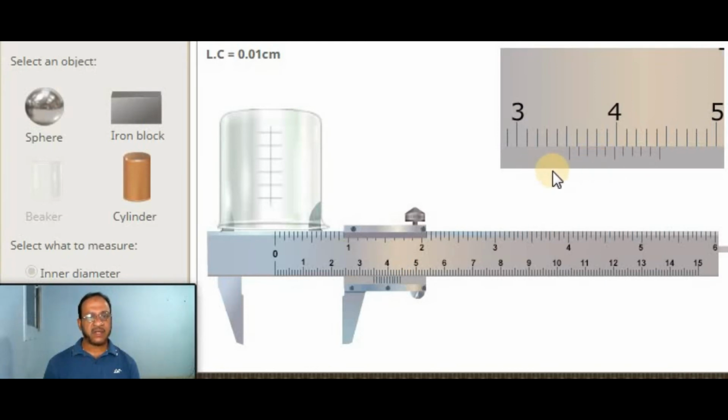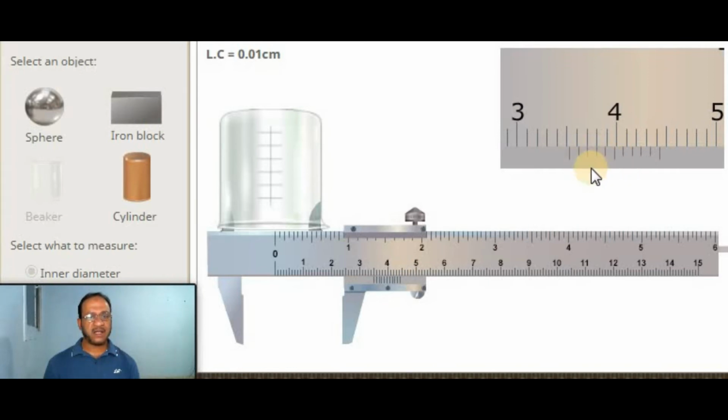Now the total diameter, the diameter of the beaker, is to add both. That is 3.5 centimeter plus 0.04 centimeter. Adding the main scale reading and vernier reading will give the total diameter of the beaker. That is 3.5 centimeter is the main scale reading plus 0.04 centimeter is the vernier reading. Add both. That is 3.5 plus 0.04. That means 3.54. 3.54 centimeter is the diameter of the beaker.